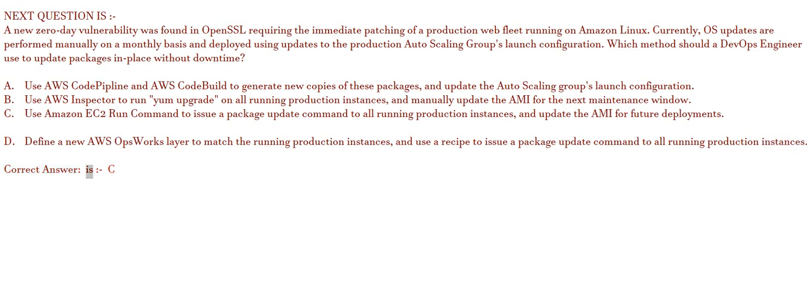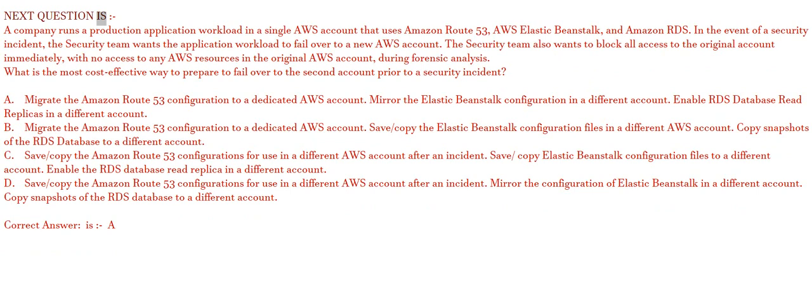Correct answer is C. Next question is: a company runs a production application workload in a single AWS account that uses Amazon Route 53, AWS Elastic Beanstalk, and Amazon RDS. In the event of a security incident, the security team wants the application workload to fail over to a new AWS account. The security team also wants to block all access to the original account immediately, with no access to any AWS resources in the original AWS account, during forensic analysis. What is the most cost-effective way to prepare to fail over to the second account prior to a security incident?